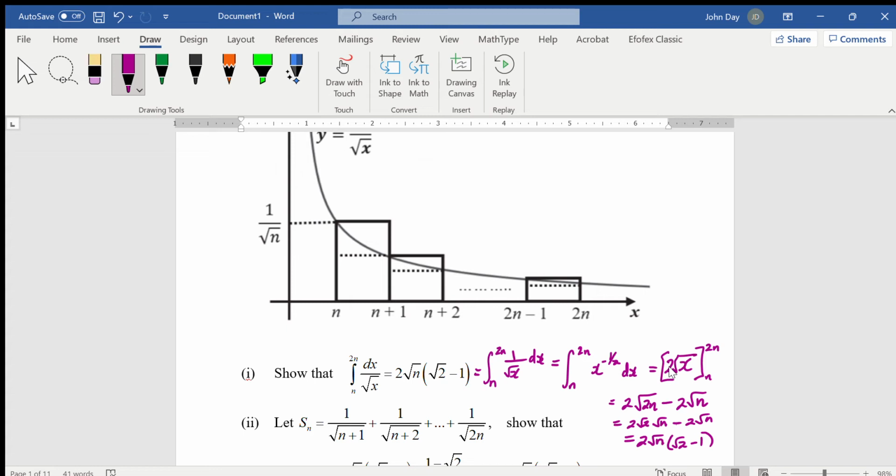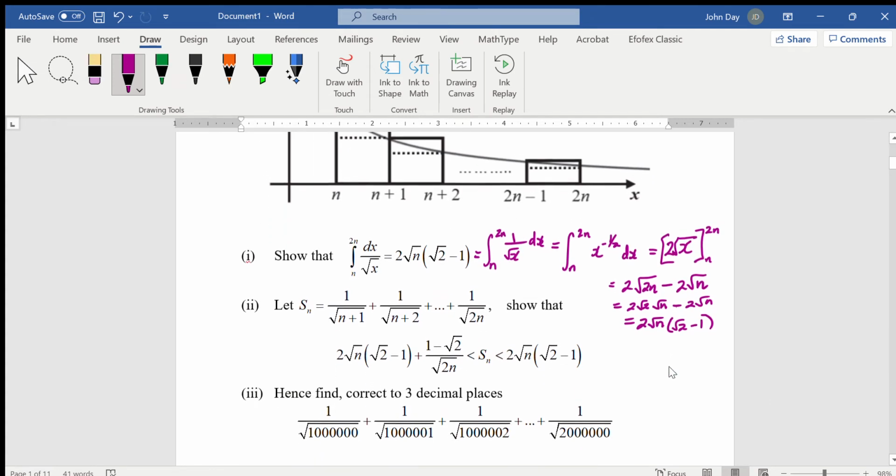But what do they want us to now do with that? We've worked out the integral from n to 2n. That's the actual area under the curve from n to 2n. The question's going to be involving some rectangle approximations, like upper rectangle sums, which is bigger than the actual area, and lower rectangle sums, just smaller than the actual area. So let's have a look what question part 2 wants.